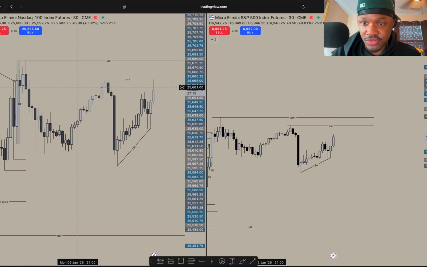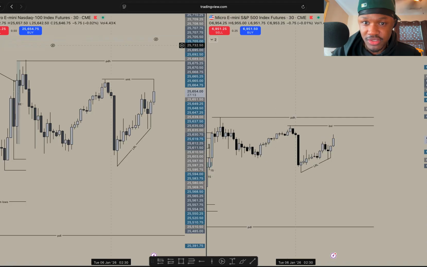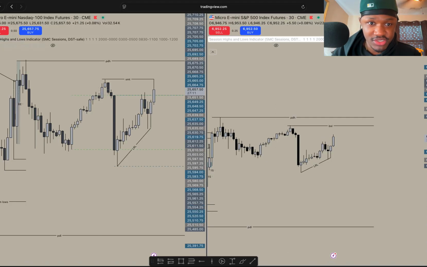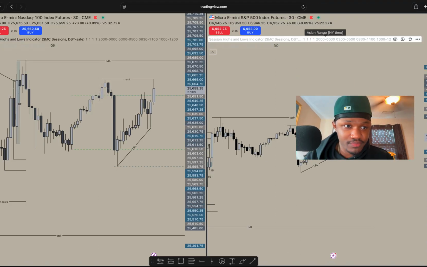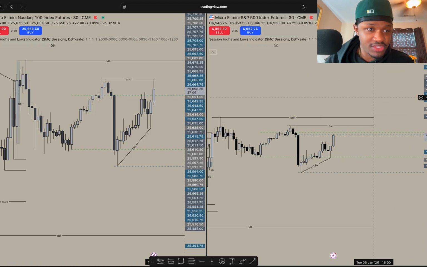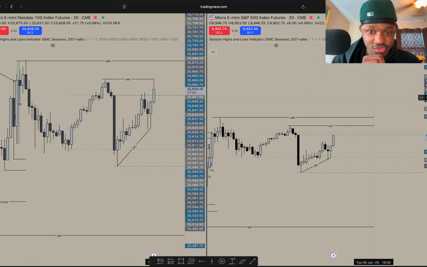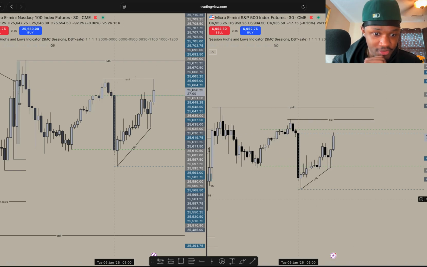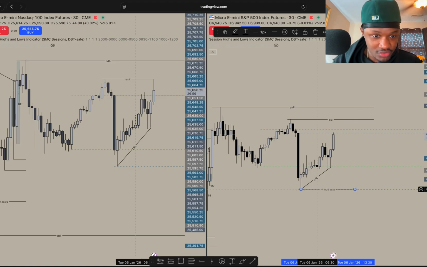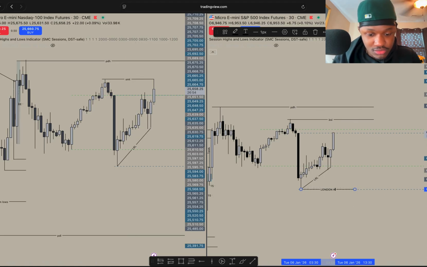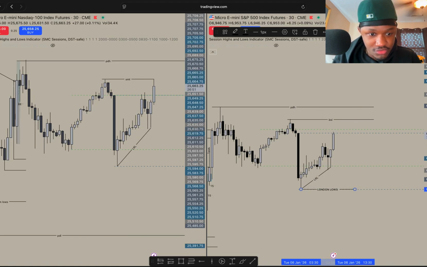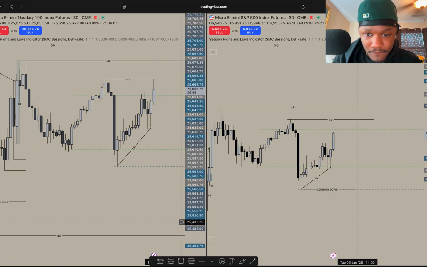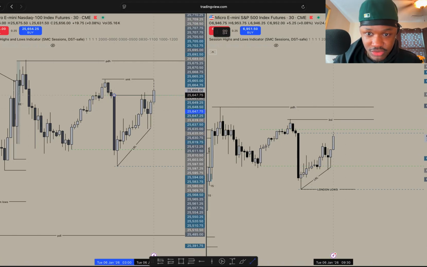So let's go ahead and turn on our session indicator. Now, since we drop down to these time frames, to see what session liquidity we've taken out, what session liquidity we can possibly draw towards. Actually just took out London highs on ES, which is interesting because we might have a drawdown towards London lows. Took out London highs here.